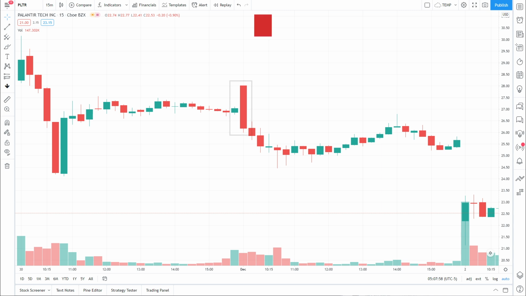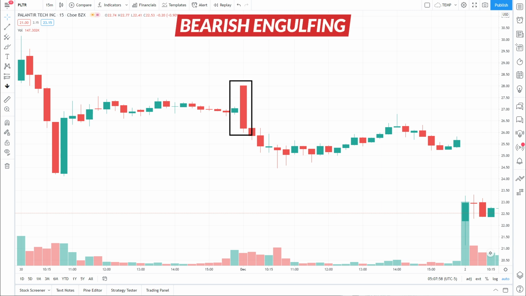Conversely, this is called a bearish engulfing pattern. A bearish engulfing pattern is a red candle that completely engulfs the previous green candle. As you can see here, this red candle has opened above the high of the green candle before it, and it completely engulfs the whole green candle, closing significantly lower than the green candle opened. This is a strong bearish signal.